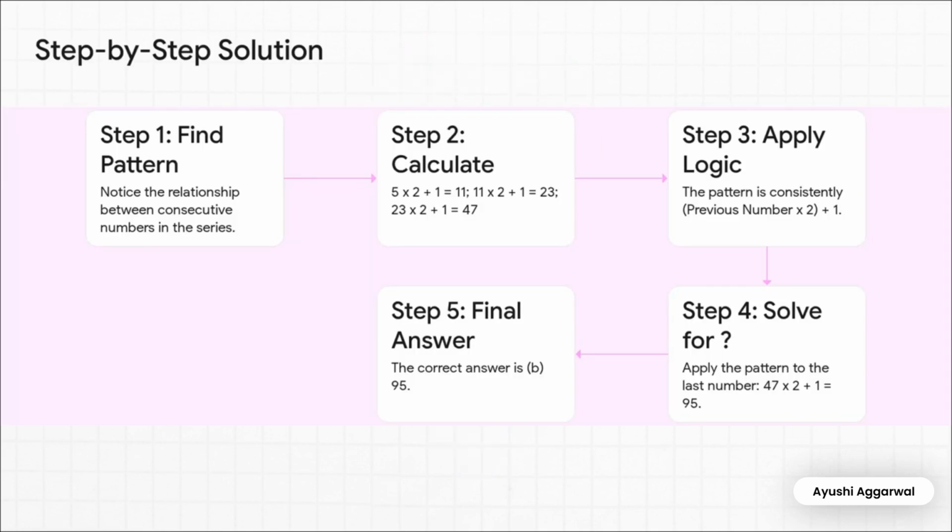So, did you get it? If you spotted the pattern, you're already there. The logic is actually pretty simple and consistent. You take a number, multiply it by 2, and then just add 1. So you take 5 times 2 plus 1, you get 11. You do it again. 11 times 2 plus 1 is 23. So following that exact same pattern, 47 times 2 is 94, plus 1 gives us 95. That means the correct answer is option B.